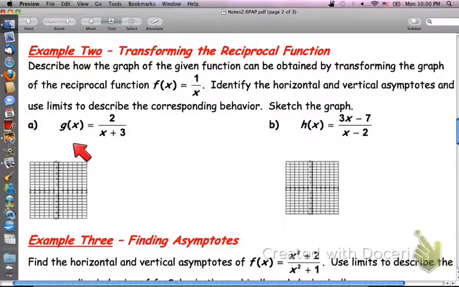Taking a look at example 2, we want to describe how the given function, in this case g of x equal to 2 over x plus 3, is a transformation of our function f of x equal to 1 over x, a reciprocal function. First thing to do here is let's see how our function is stretched or shrunk vertically or horizontally. So if we notice, we multiplied 1 over x times the value of 2 here. So we can pull that 2 out.